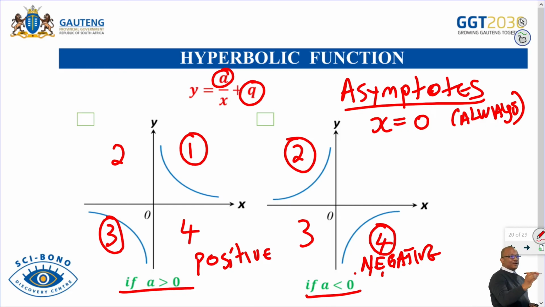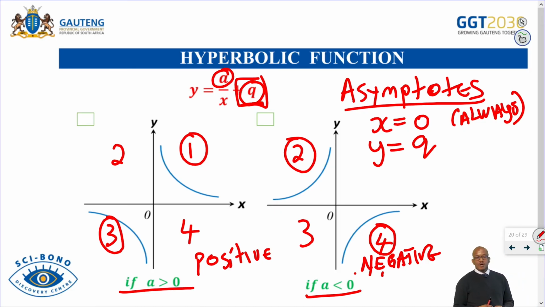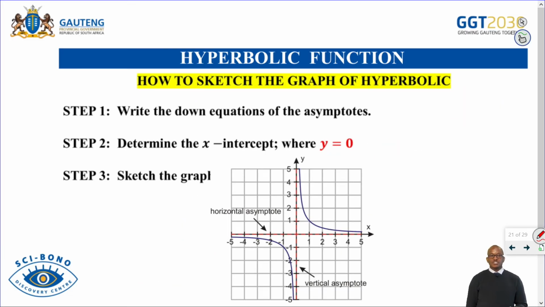Then, the y equation of the asymptote, it's where y is equal to the value of q. So y is equal to the value of q. Any value that you see there for q, you equate it to y. Those are the two asymptotes of this function. So now, without any waste of time, let's look at how to sketch this type of a function.